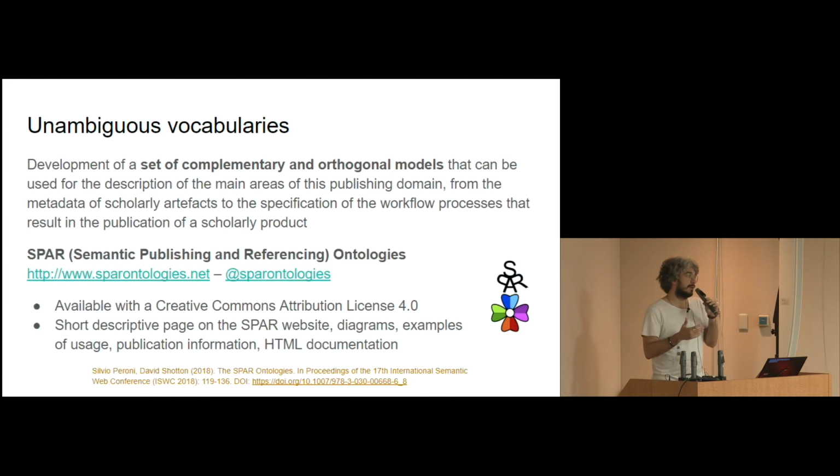In order to formalize these specific vocabularies for citations, and beyond honestly, we developed together with David Shotton, starting in 2010, a set of complementary and orthogonal models called the SPAR Ontologies, in order to describe the various aspects of the publishing domain, including citations. All these models, or ontologies as we refer to them, are available under a Creative Commons Attribution License. That means they are totally open access, and anyone can reuse them for any purpose, basically.